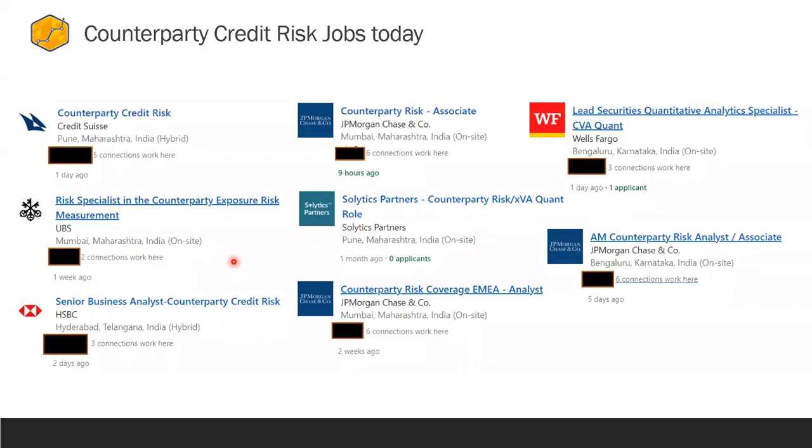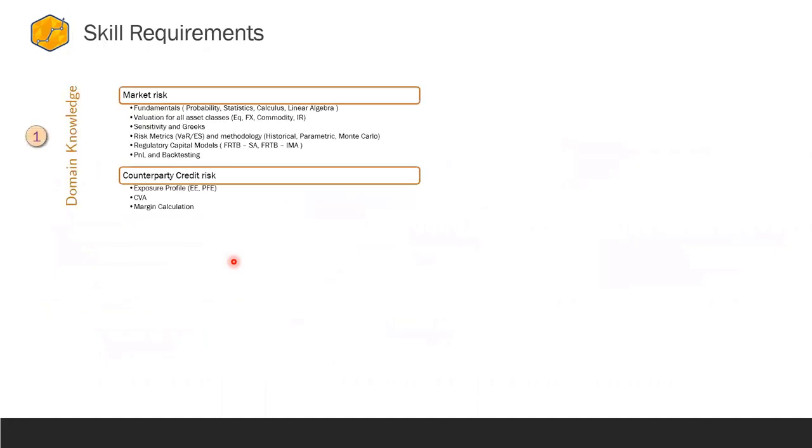If we look at the skill matrix, we are doing a backward scheduling. This is our target: we want to get a good job in market risk and/or counterparty credit risk. For that, what kind of skills are needed? If I go to skill requirements, the first skill that you need is domain knowledge. Go through the job descriptions and try to summarize what they are looking for.